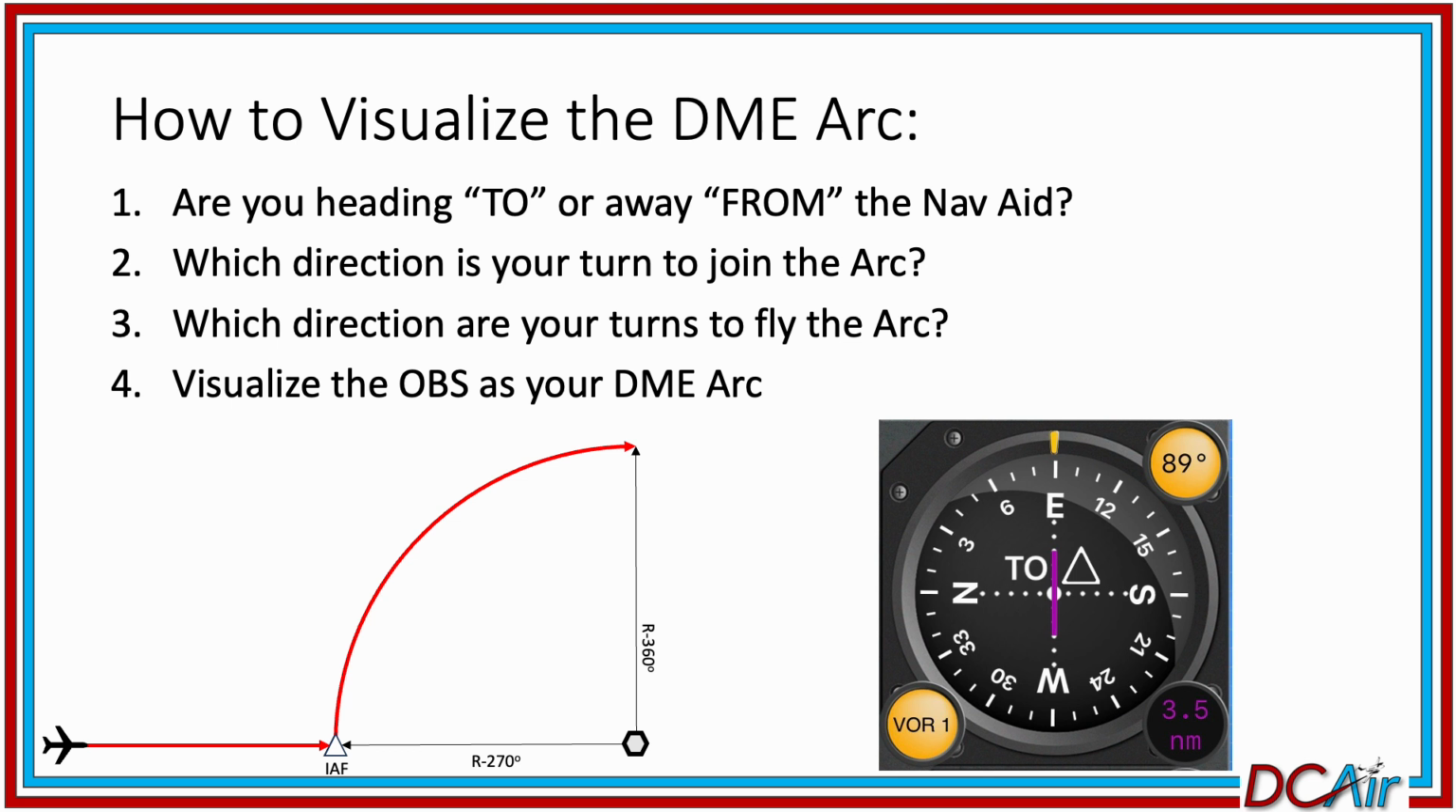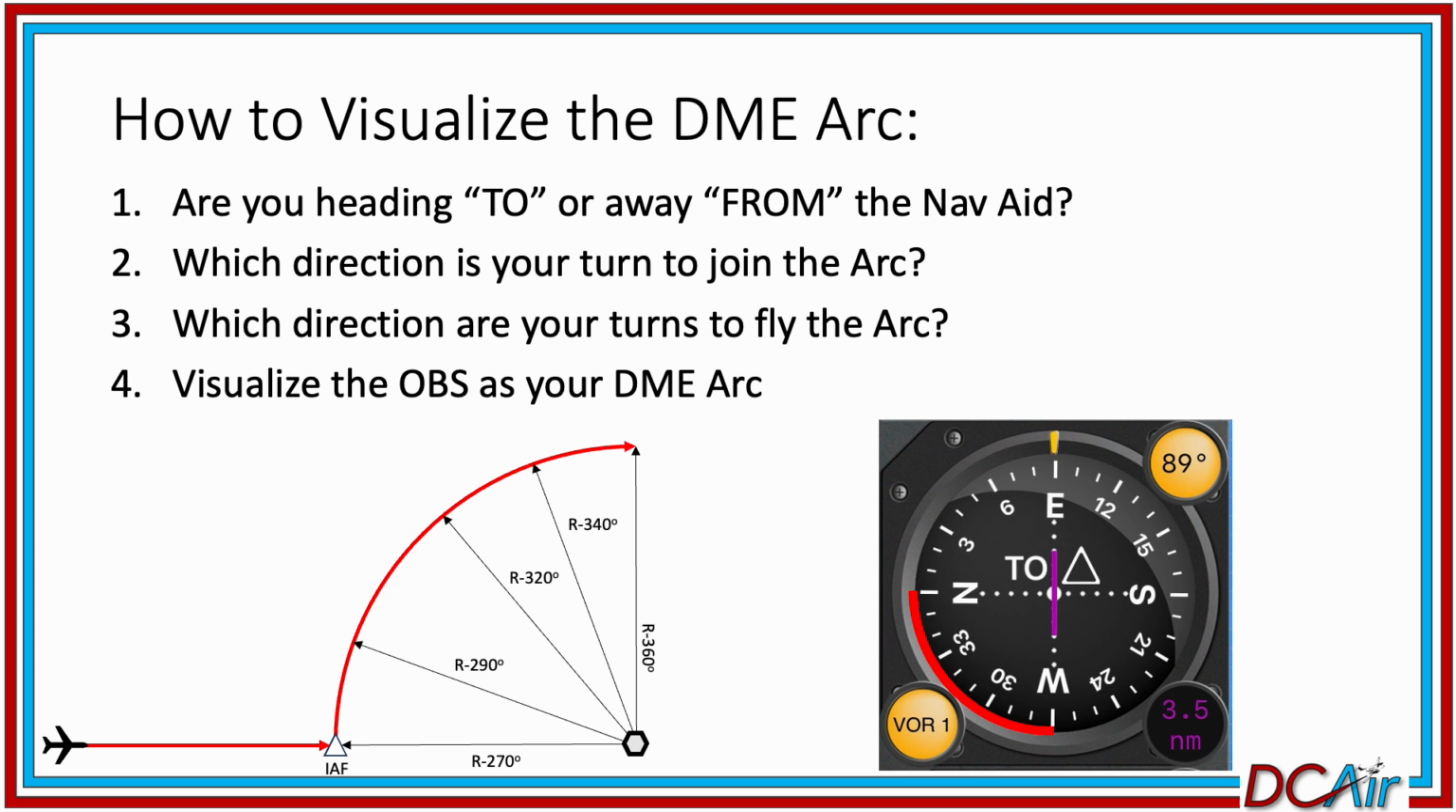Let's try another one. In this example, are we heading to or away from the nav aid? We are heading to the VOR, so we see a TO indication on the OBS, and we will make a left turn to join the DME arc. Then we will make right turns around the arc. We will cross these radials along the arc.